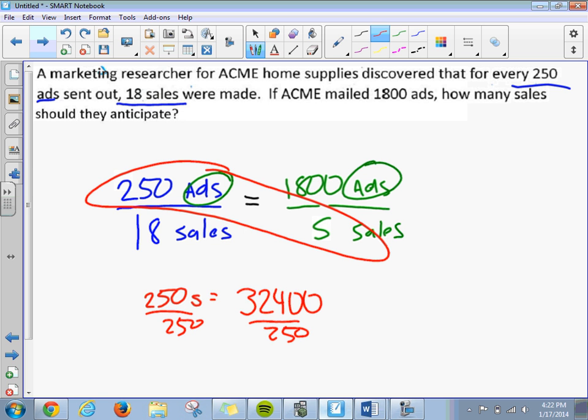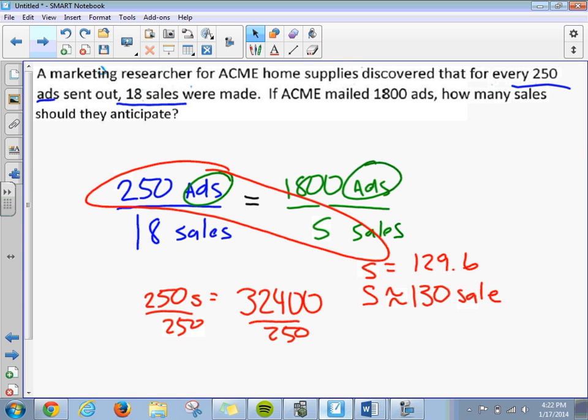And we find out that we are going to have approximately 130 sales. I rounded that up because my calculator told me that s was equal to 129.6, and because this is a real world problem, we can't have 0.6 of a sale, so we're going to round it up.